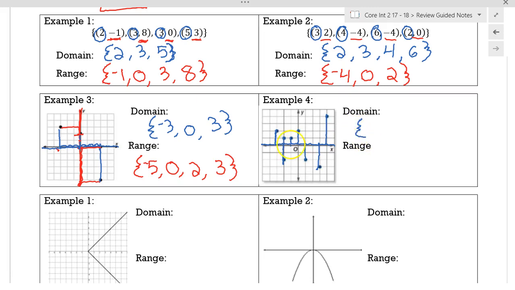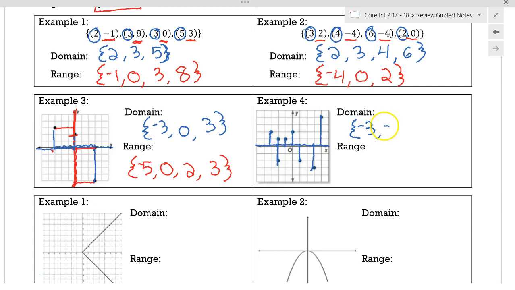So, going back 1, 2, 3, I have one at -3. My next one is one forward at -2. My next one is one forward at -1. My next one is one forward at 0. My next one is one forward at 1.